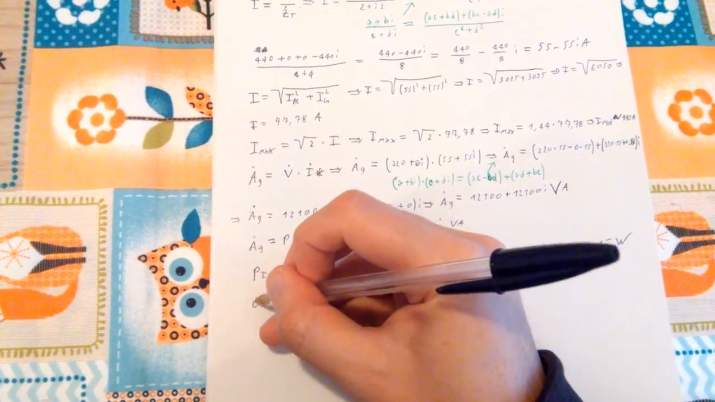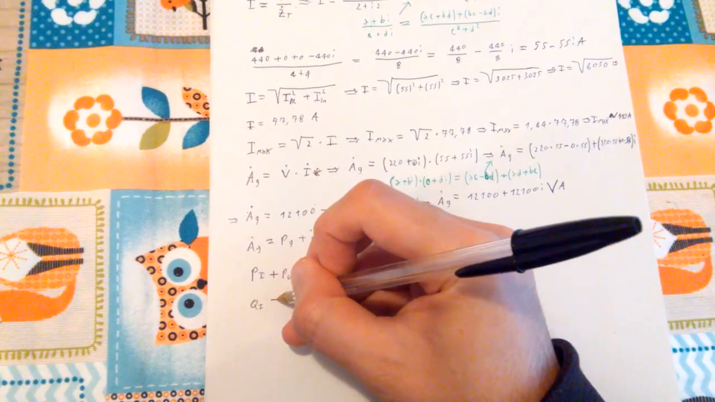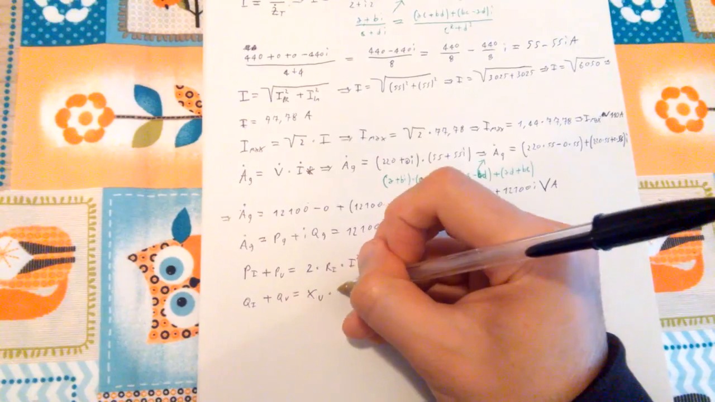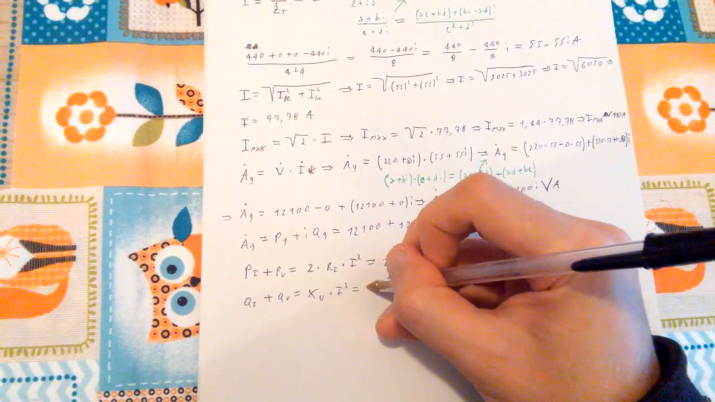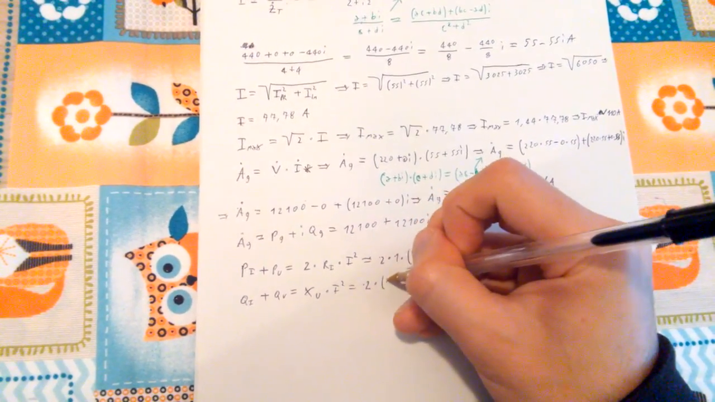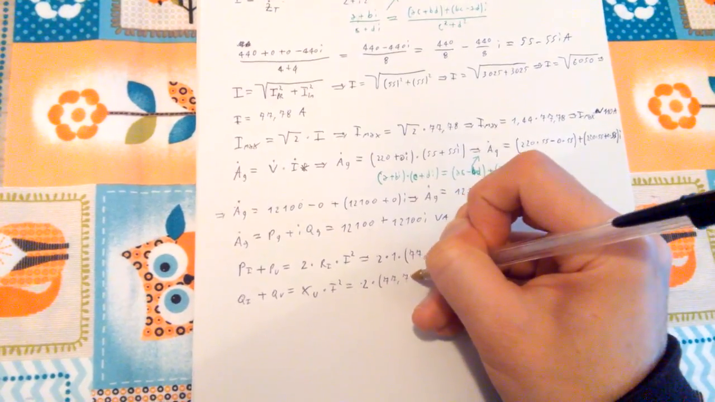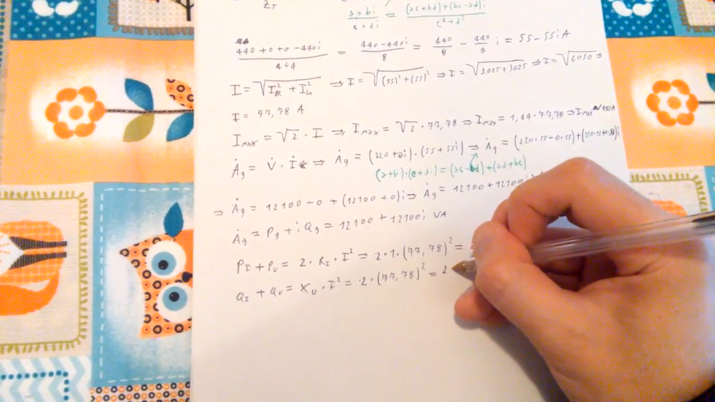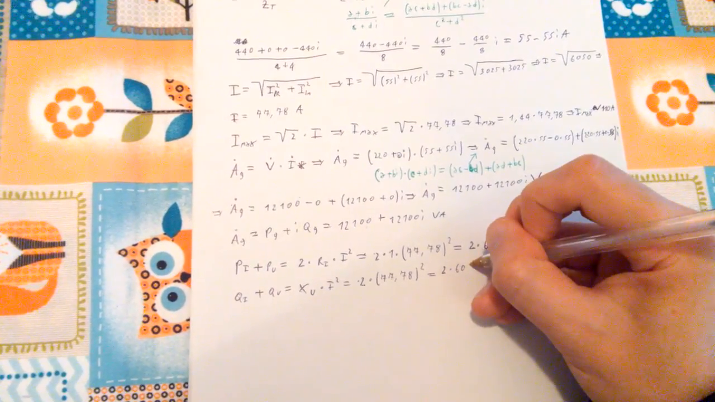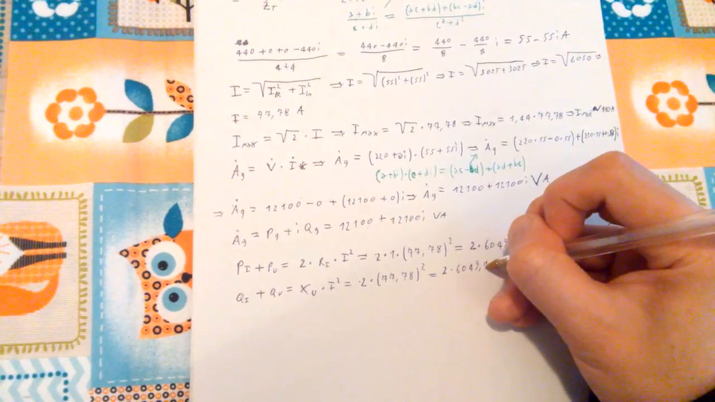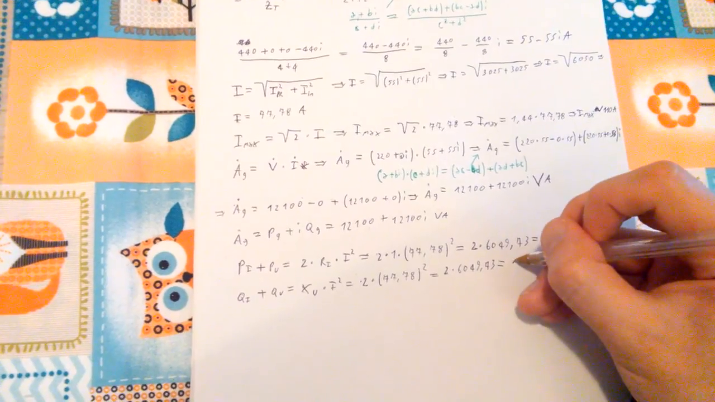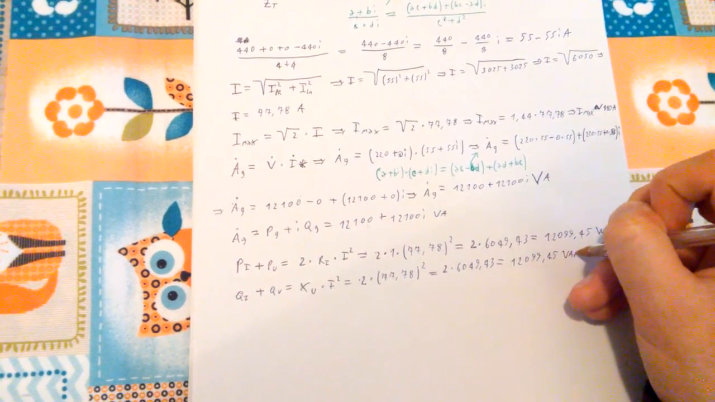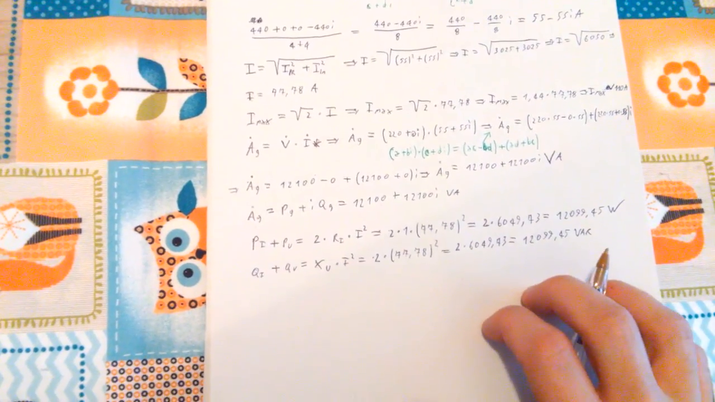Now Qi plus Qu is Xu times I squared. So 2 times 77.78 squared will be 2 times 6049.73, which is 12,099.45 VAR.